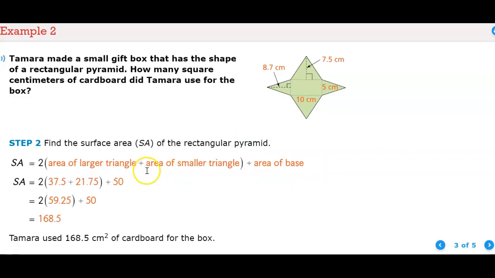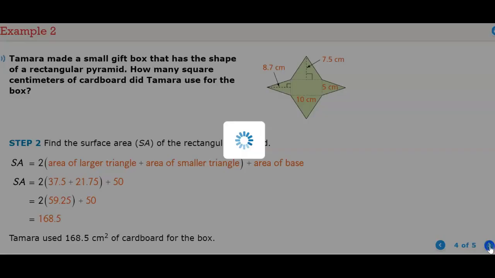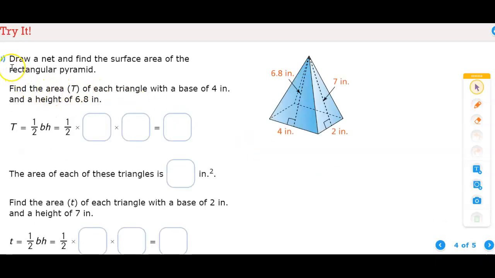So once we add them all up and multiply it by 2, you get 168 and 5/10. You're multiplying it by 2 because there's 2 of each. So that's why we multiply by 2. Now, let's look at our try it. Draw a net and find the surface area of the rectangular pyramid.